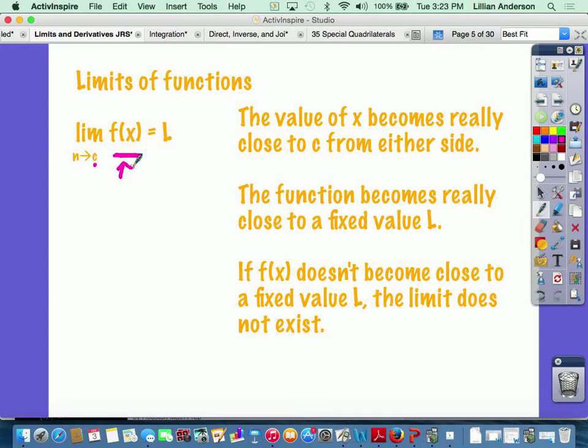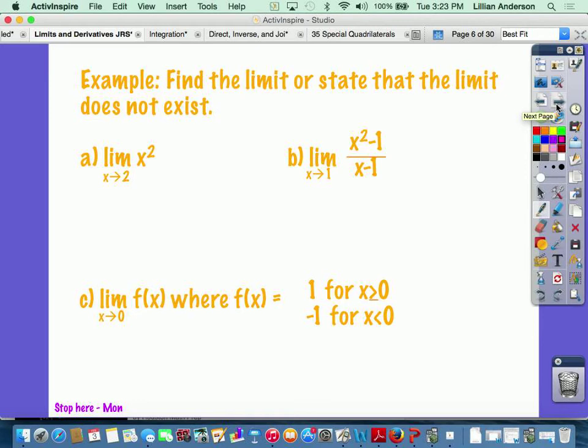Okay, so the value of x becomes really close to c from either side. C represents the value on your x-axis. The function becomes really close to a fixed value L. If the function does not become close to the fixed value, that means coming from the left and the right, the limit does not exist. Okay, so let's take a look at these examples right here. And after that, we'll be done.